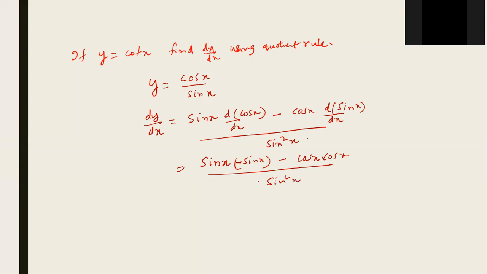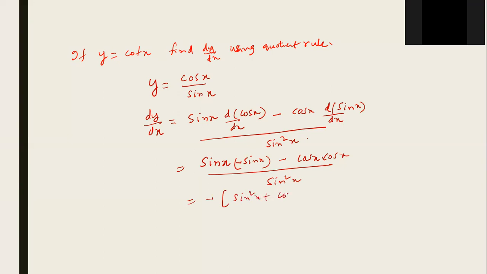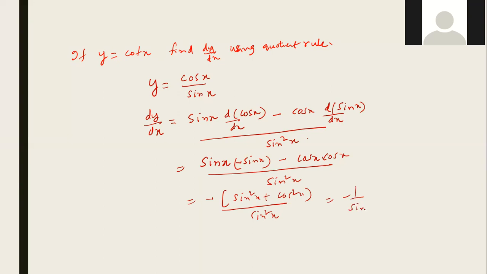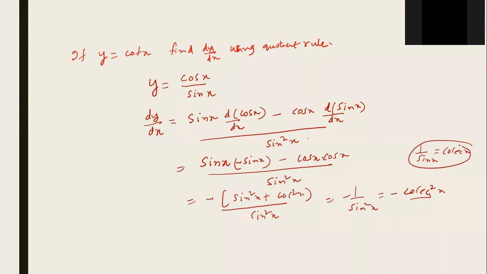So this is minus of sin square x plus cos square x, by sin square x, which is minus 1 by sin square x. You know, 1 by sin x is cosecant. Right? Yes, sir.